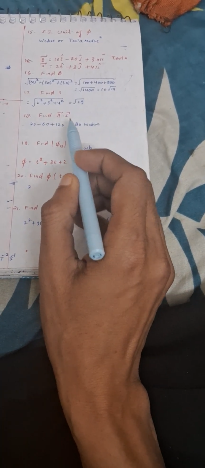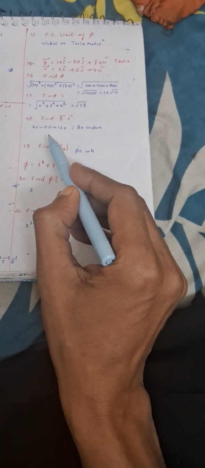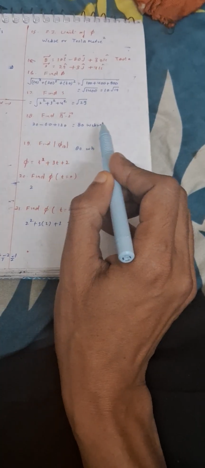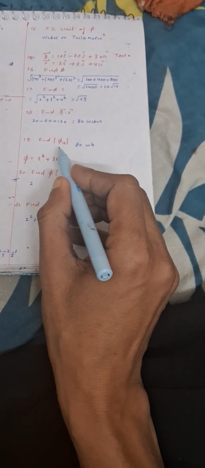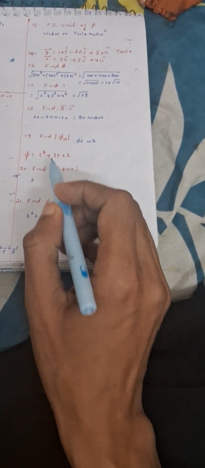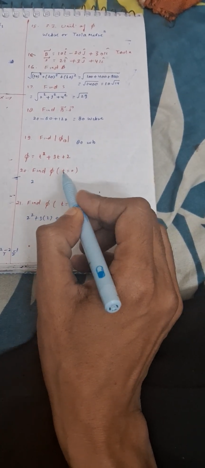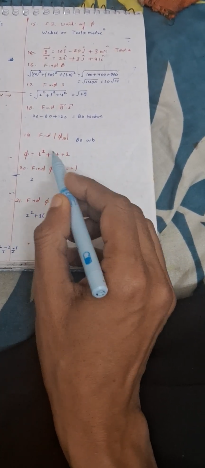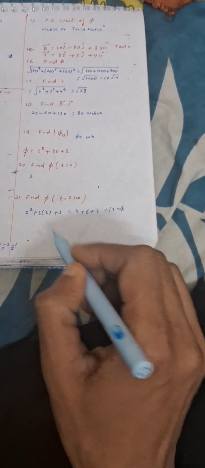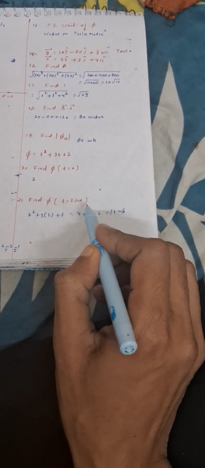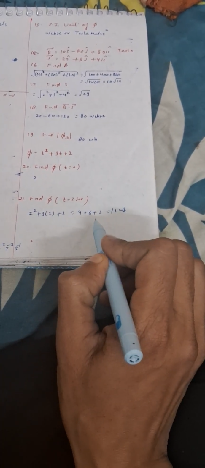Next is B dot S. B dot S is 20 minus 60 plus 120, which will be 80 Weber. Next, find the magnitude of flux. That will again be 80 Weber. Next question: flux is T square plus 3T plus 2. We need to find the flux at T equal to 0. Substituting T equal to 0, we have flux as 2. Next is flux at T equal to 2. Substituting values, we have 12 Weber.